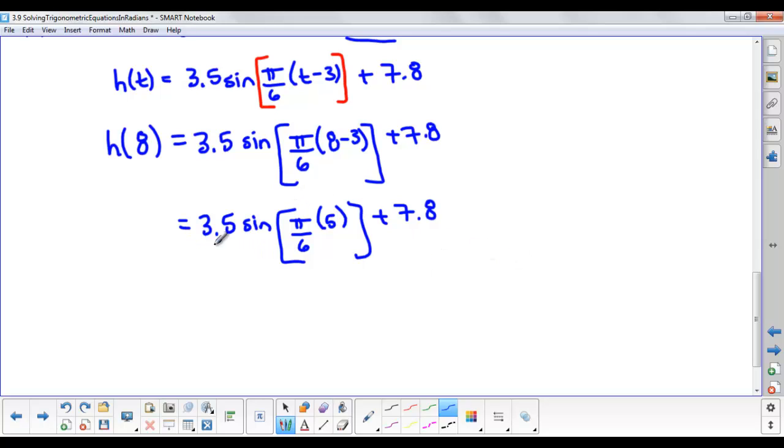So type exactly what you see here, 3.5, hit your sine button, open up the brackets, and do 5 pi divided by 6, close the brackets, and add 7.8. And you should end up with 9.55 meters, but the question does say to the nearest tenth of a meter, so let's round to 9.6 meters.